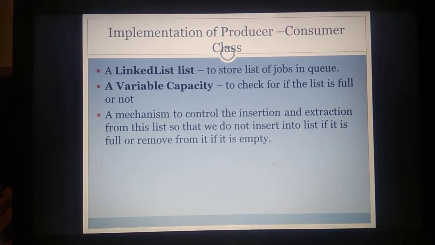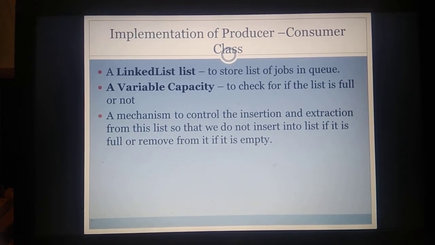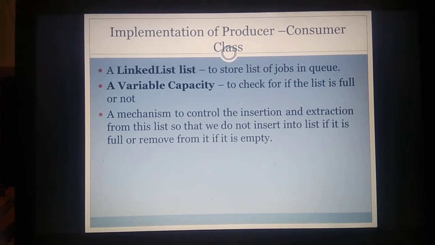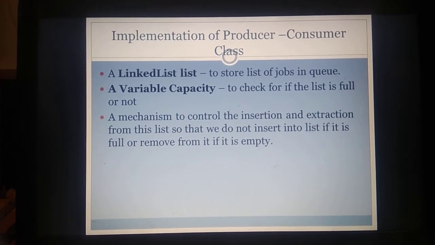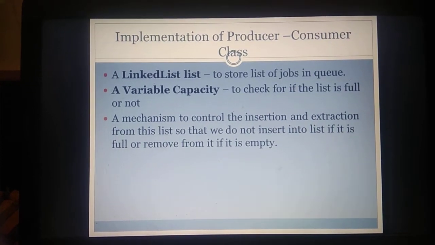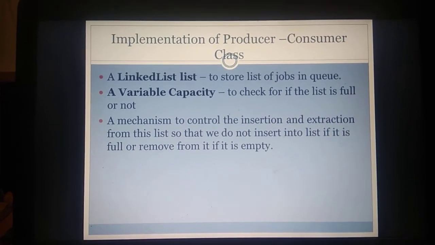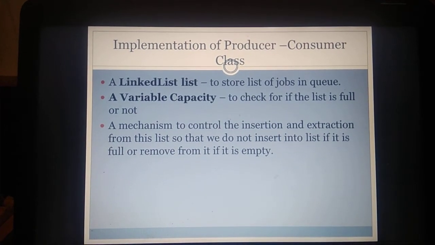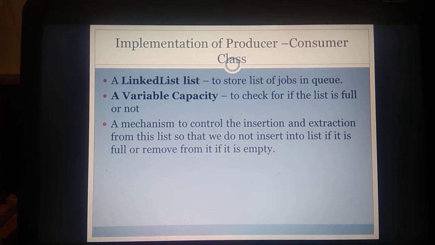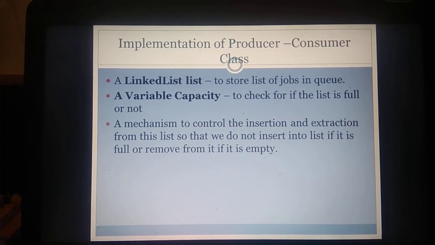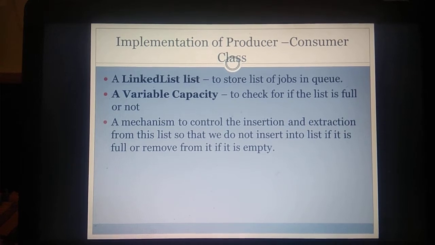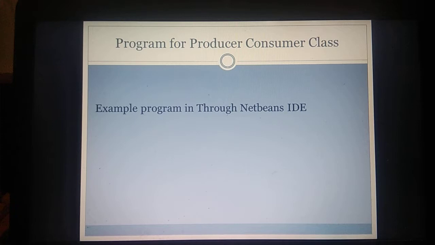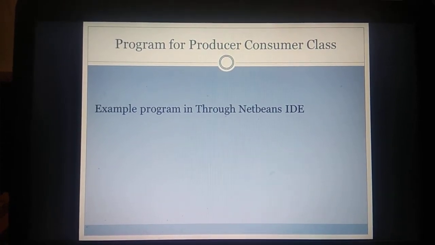And we are using a mechanism that will control the insertion and extraction from the list, so that we do not insert into the list if it is full and do not remove from the list if it is empty. So the main mechanism is, if the list is full, no data will be inserted. If the list is empty, no data will be taken from it. Okay, so these are the conditions. According to these conditions, I will explain a program for this producer consumer class.